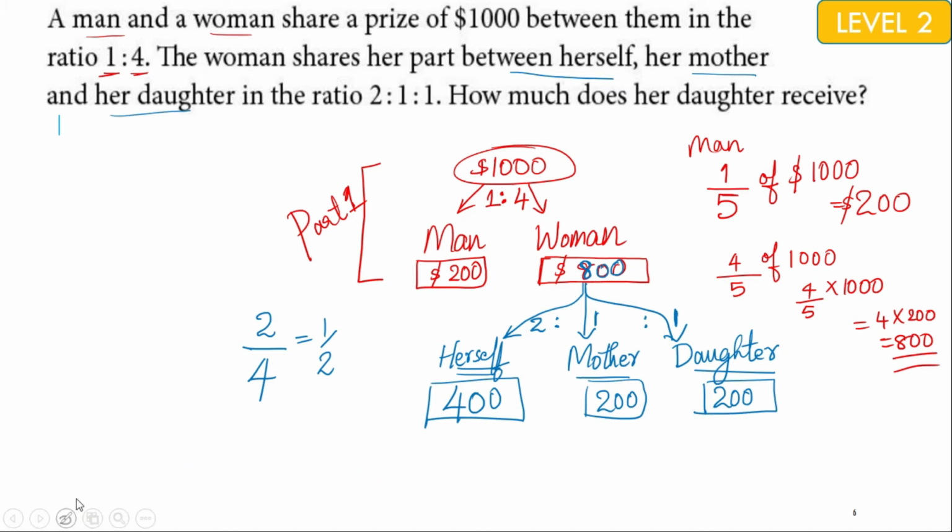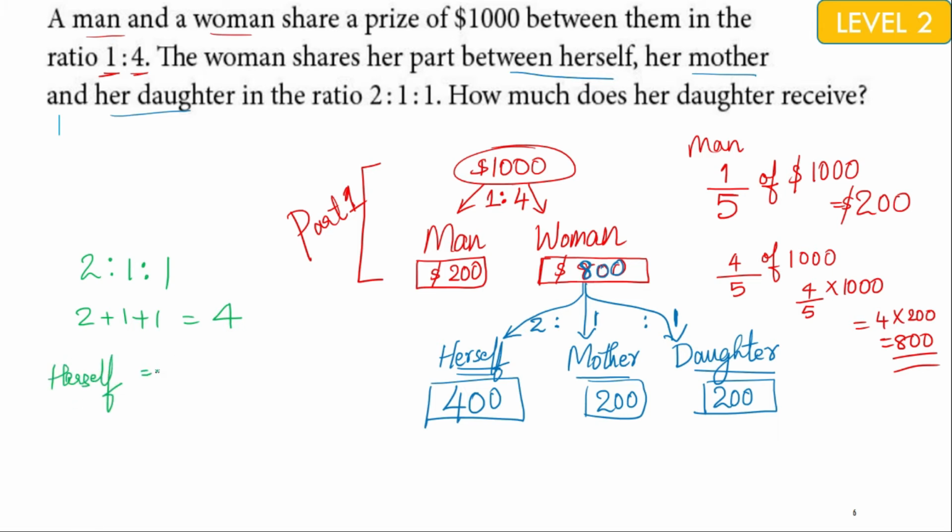Now if you're not comfortable with that kind of solving, if you want to do it with proper fractions, let me tell you. The ratio is 2:1:1. So the total fractions is 2 plus 1 plus 1. The denominator is going to be 4. So out of this 4, herself is 2 over 4, which is 1 over 2 of 800, giving you 400.